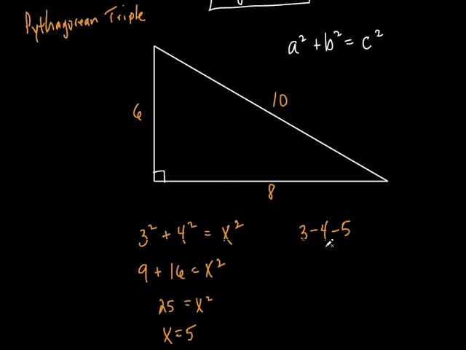So you have a whole bunch of combinations of 3, 4, 5, don't you? You have 6, 8, 10, right? You could triple it, you could times it by 4, times by 5, and you could have a whole bunch. But your main one is 3, 4, 5.